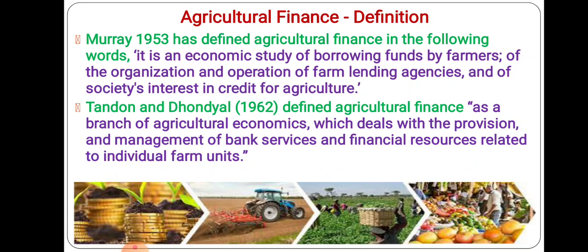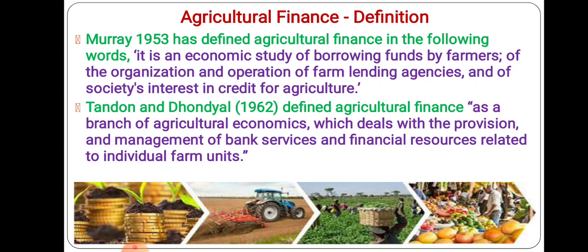Then the next one is the definition of agriculture finance. Scientist Murray in 1953 defined agriculture finance as an economic study of borrowing funds by farmers, of the organization and operation of farm lending agencies, and of society's interest in credit for agriculture. This definition is given by Murray.